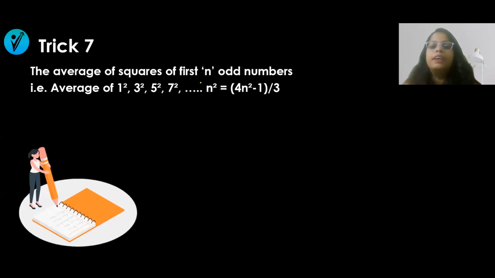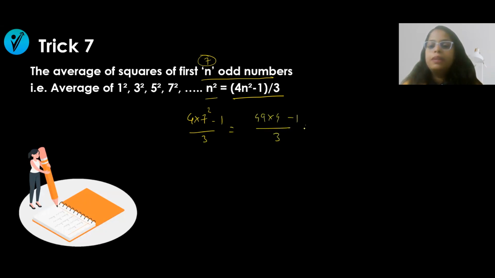Then the next trick is for the average of the squares of the first n odd numbers. Odd numbers means 1 square, 3 square, 5 square, 7 square, 9 square, 11 square, up to n square. Your average will be 4n square minus 1 divided by 3. So what will be the average of the squares of the first 7 odd numbers? Suppose I take 7 odd numbers: 4 into 7 square minus 1, whole divided by 3. So 7 square is 49, 49 into 4 minus 1, whole divided by 3.